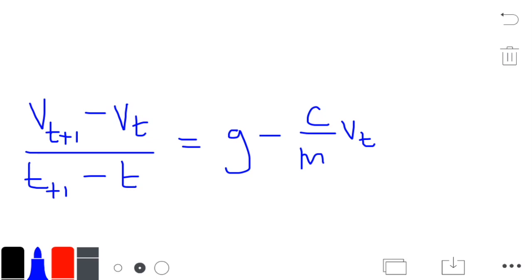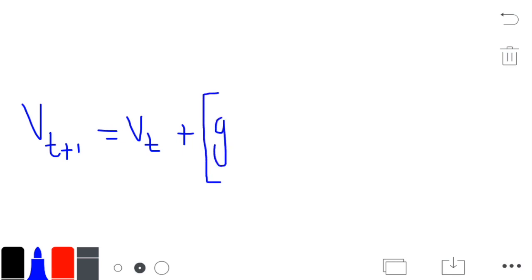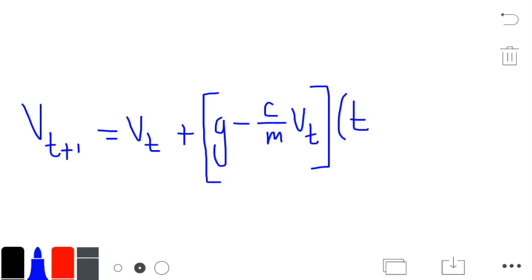Now if we jumble our terms around, we can get that the velocity at the next time step equals the velocity of the current time step plus g minus c over m, velocity at the current time, multiplied by t i plus 1 minus t i.